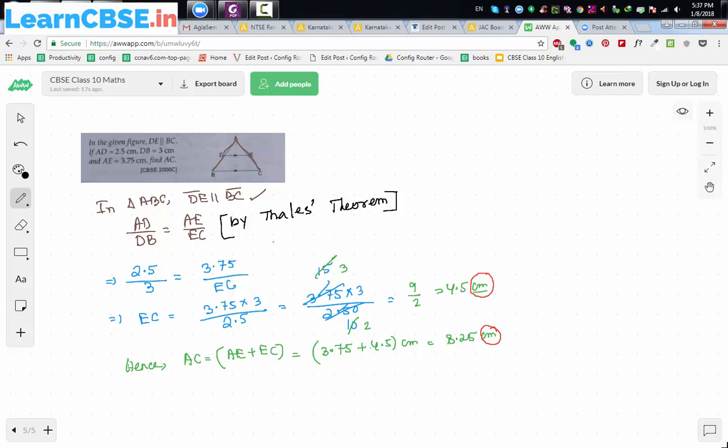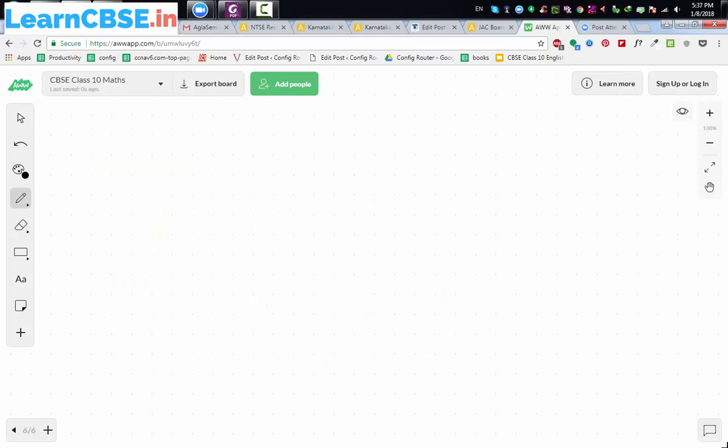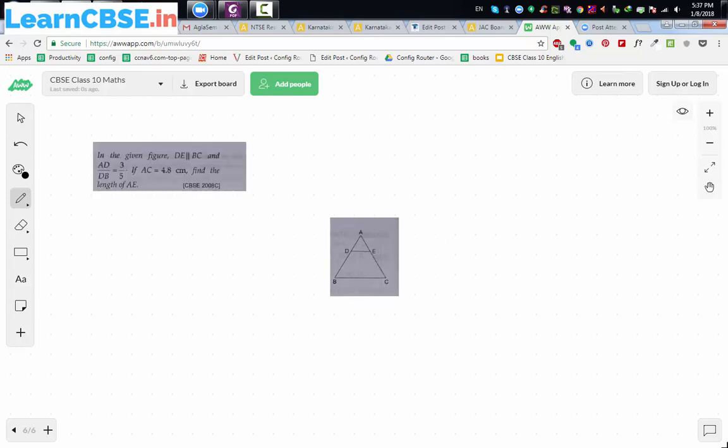And this is also a CBSE question. The question says, this is the statement of the question, and this is the image of the question.